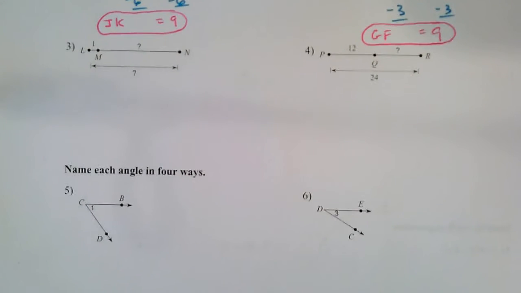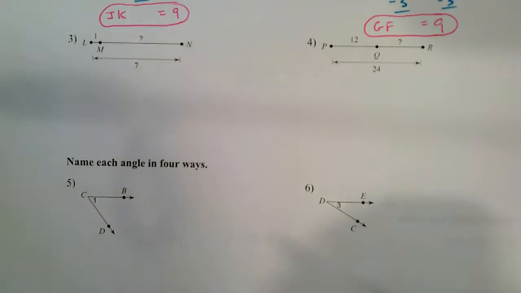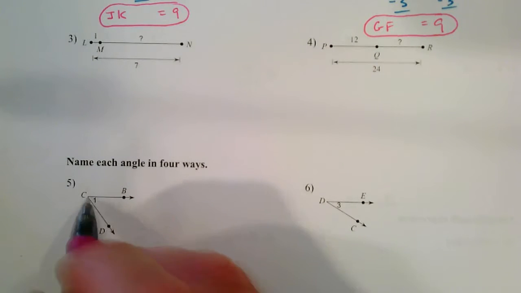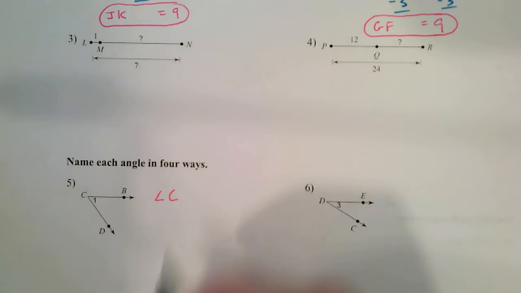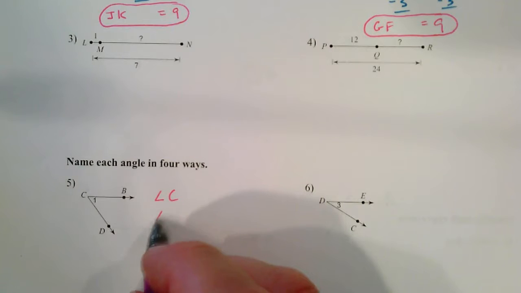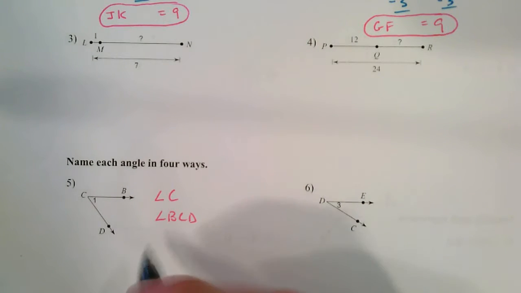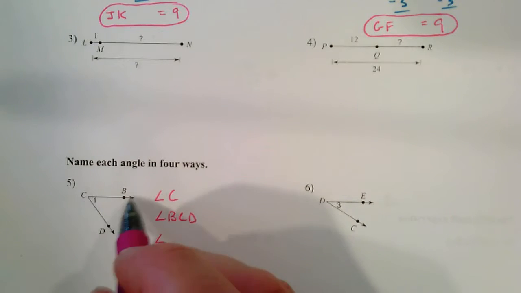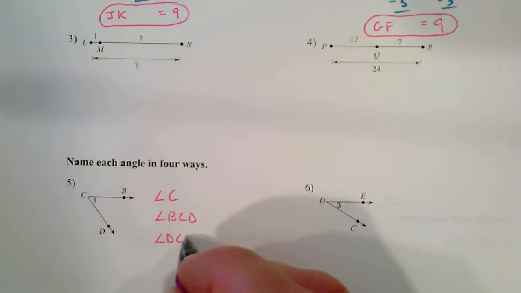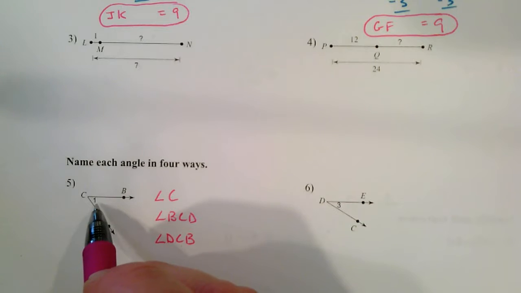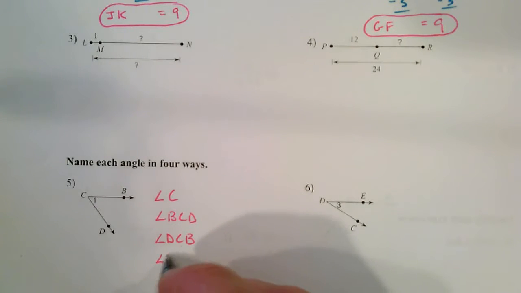We're going to name each angle in 4 ways. All right, I'm doing this for a little bit here. We could name it according to its vertex. We could call this angle C. We could wrap around and call it angle BCD. We could go the other direction and call it angle DCB. Or we've got this little 1 on the inside. We could call it angle 1.